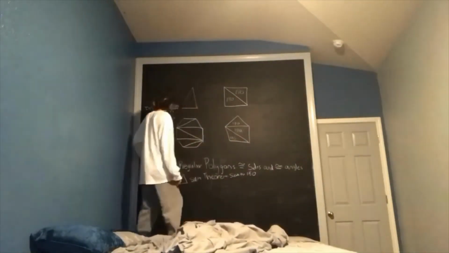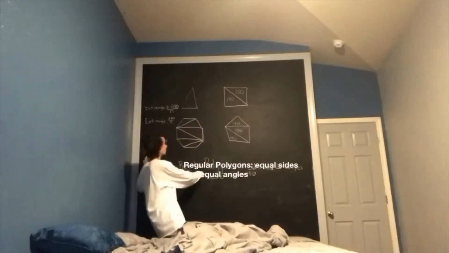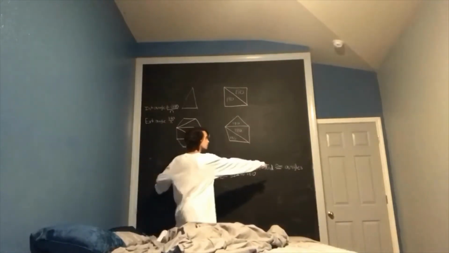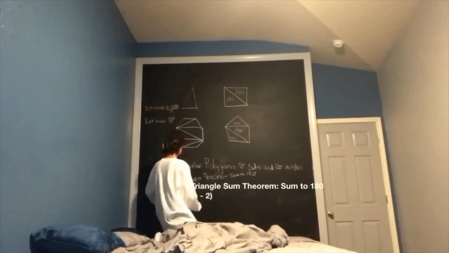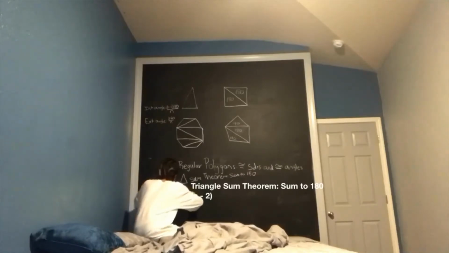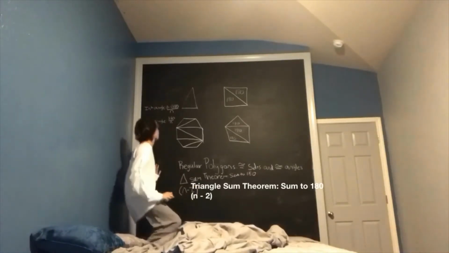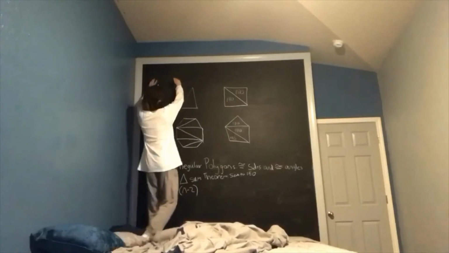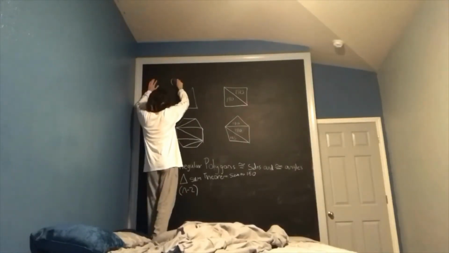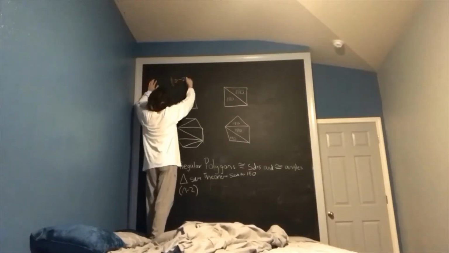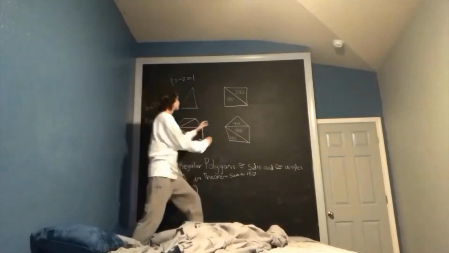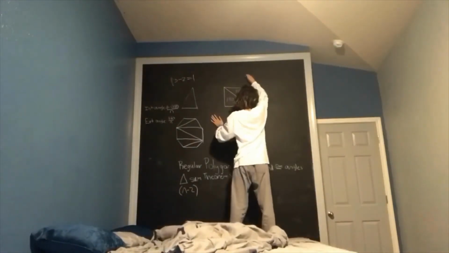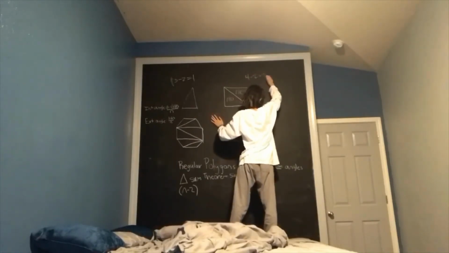Anyways, talking about regular polygons, for starters, regular polygons have equal sides and equal angles, meaning a triangle which has 3 sides will have 3 angles, and a square which has 4 sides will have 4 angles. And the triangle sum theorem is basically that every triangle inside the polygon is 180. So, for instance, a triangle is 3 minus 2, which equals 1, and that's 180. And a square would be 4 minus 2 equals 2, because there's 2 triangles inside of the square.